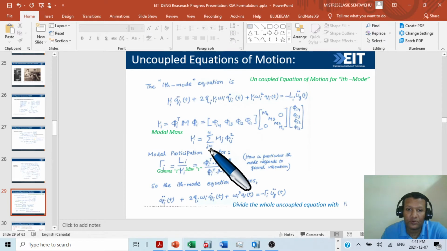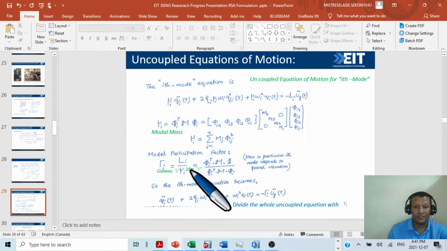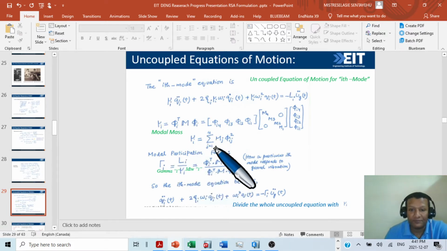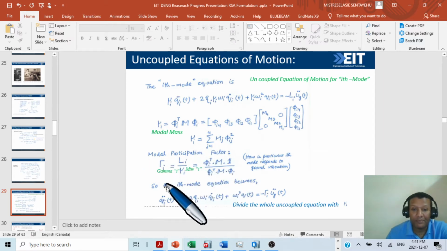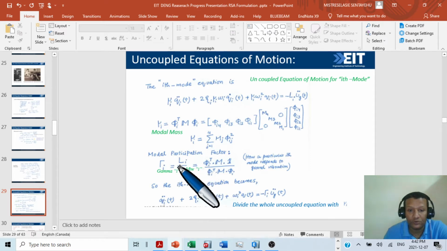The summation form from 1 up to 4, m times j phi I square j. This is in the summation form. So let's continue now. Modal participation factor. Modal participation factor means gamma I is equal to Li over mu I.